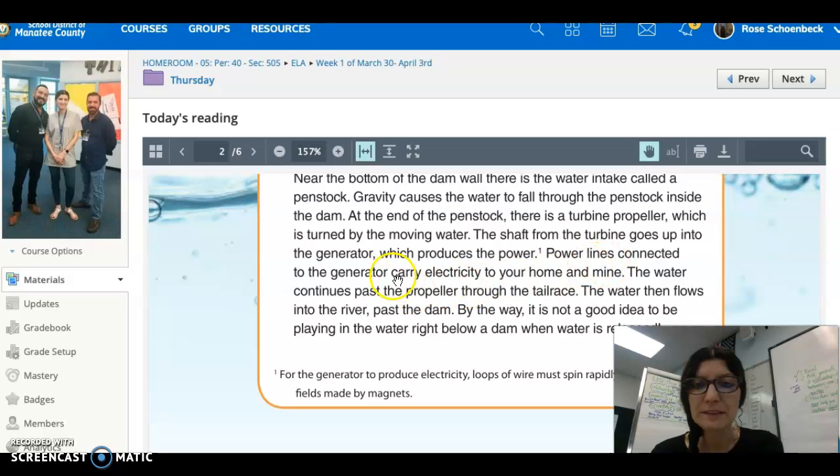The power lines connect to the generator, carrying electricity to your home and mine. The water continues past the propeller through the tail race. The water then flows into the river past the dam.